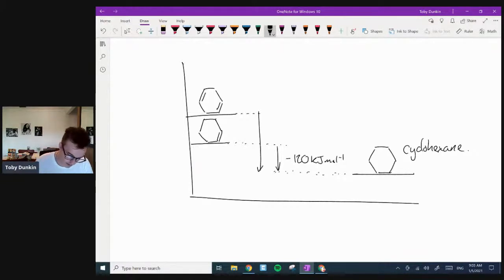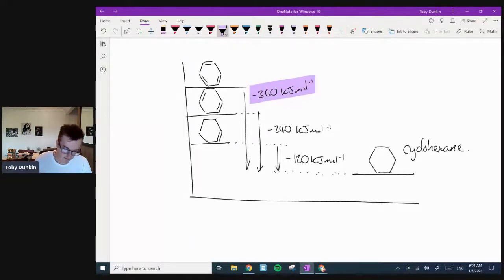Well done, thank you very much. That's going to be minus 240, spot on. There's two double bonds, so it's going to be doubled. At this point, we then introduce benzene, and we would expect our expected enthalpy change for benzene to be minus 360 kilojoules per mole.